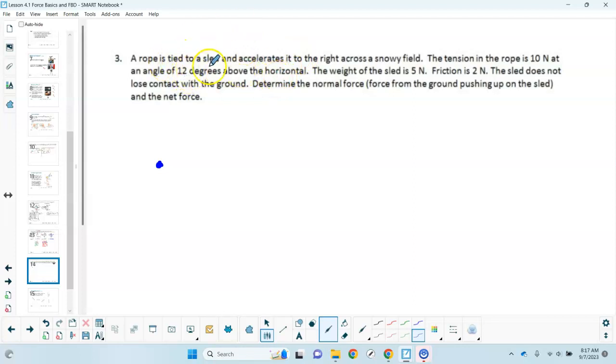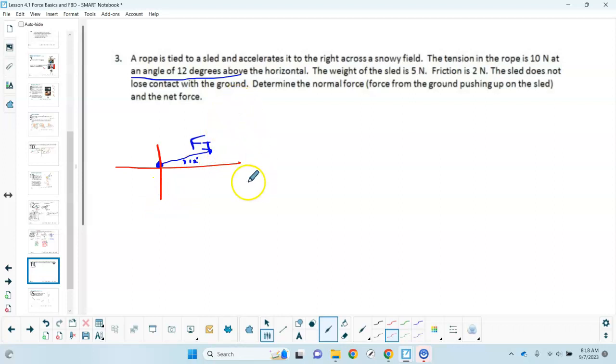It says a rope is tied to a sled and accelerates to the right across a field. So the tension in the rope is 10 newtons at an angle of 12 degrees above the horizontal. So 10 newtons, and that's at an angle of 12 degrees. So I'm just writing in 12, and I'm going to label this FT for tension. Just to have a set of axes here so you can see the X and the Y axes. There you go in red.